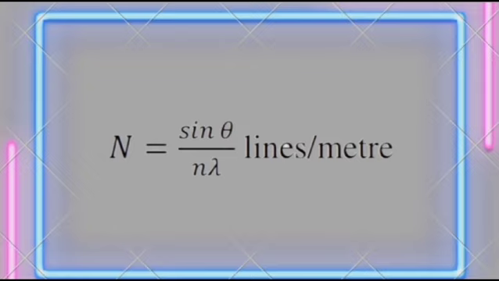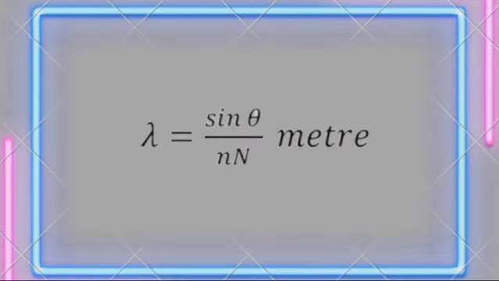To find the wavelength of the prominent lines of mercury spectrum, first we need to determine number of lines per meter of grating for a diffraction pattern of nth order. So the formula will be N is equal to sin theta by n lambda. From this formula, we can find the wavelength by lambda is equal to sin theta by nN.